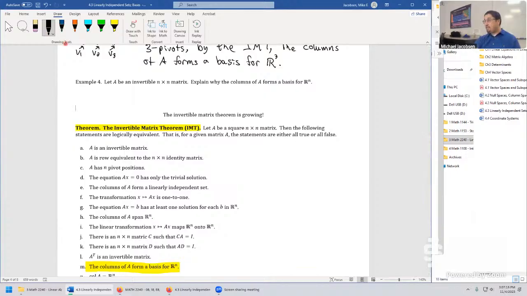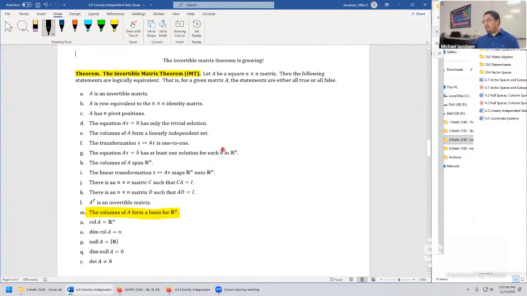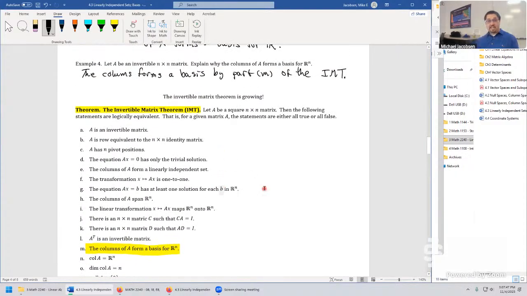We can just say the columns form a basis by part M of the invertible matrix theorem. So the theorem will get even bigger in chapter 5, but that's when it gets its final size for this particular class. Example 4 is, again, just a reminder. It got updated in a pretty big way. There's now a lot of concepts being tied together, everything to date pretty much. Any questions at all, folks, with the example 4?